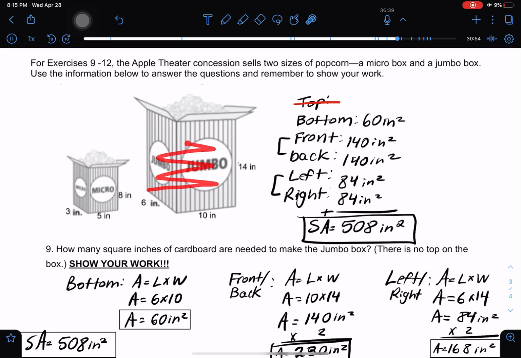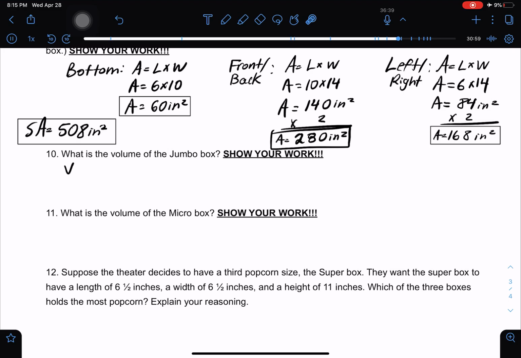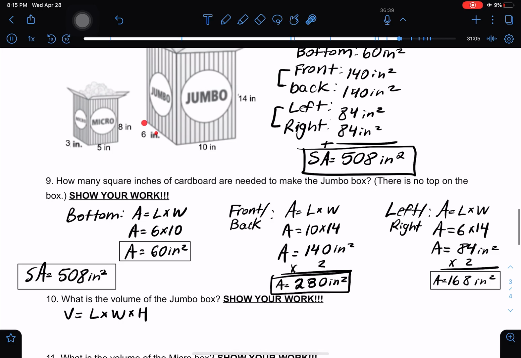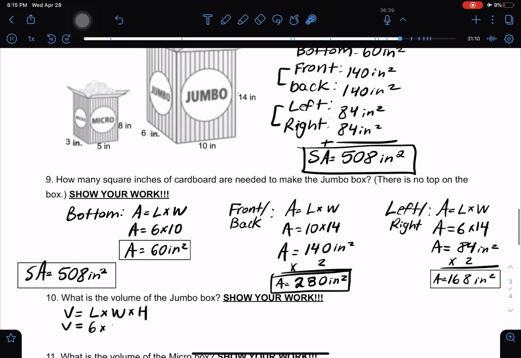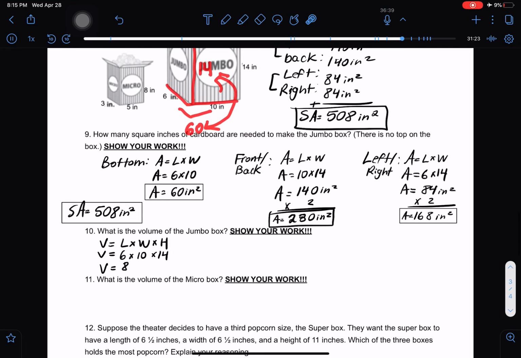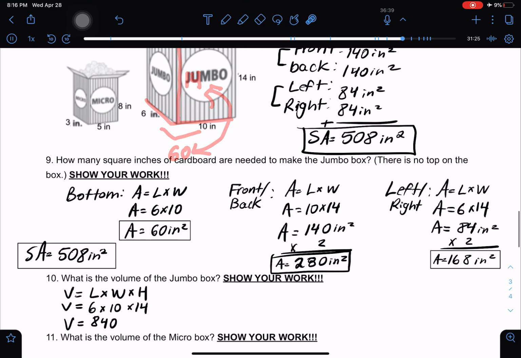object. So knowing this, I'm going to go ahead and plug in my formula for volume, which is volume equals length times width times height. I can go ahead and plug in my dimensions, which are 6, 10, and 14. I know 6 times 10 is 60, and 60 times 14 is 840. So the total volume of this shape, the jumbo box, is 840 inches cubed.